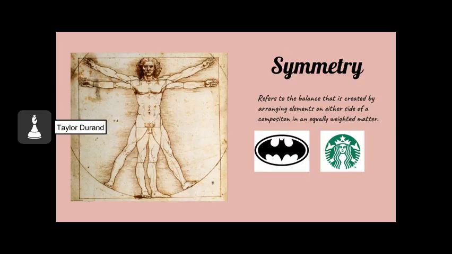Symmetrical balance refers to the balance that is achieved by arranging elements on either side of the center of a composition in an equally weighted manner. Here you may recognize Da Vinci's Vitruvian Man as an example of symmetry. Da Vinci used the observations of the Roman architect Vitruvius on the human body to create this symmetrical diagram. The principles he used are still used today.